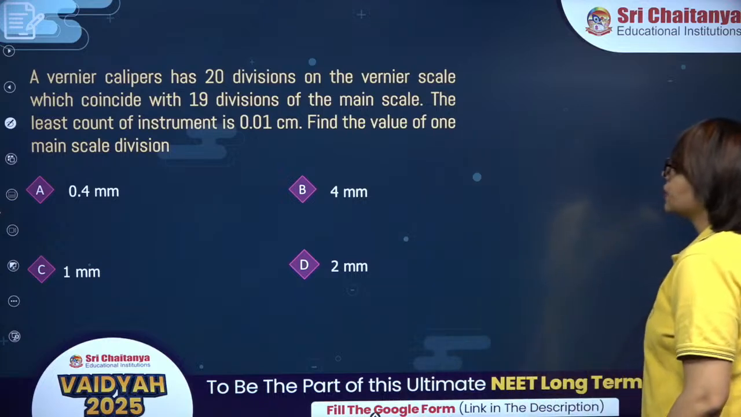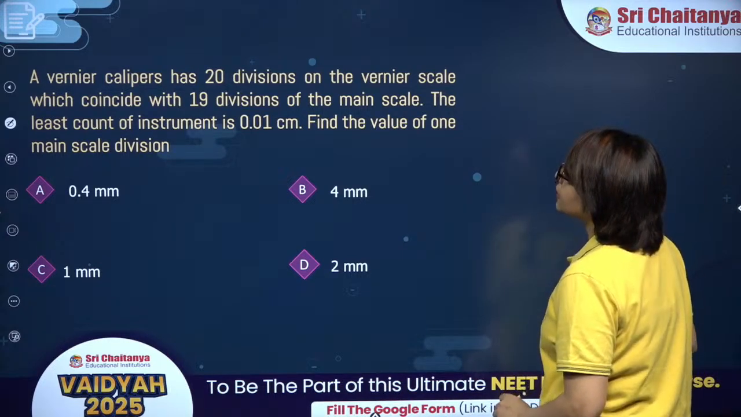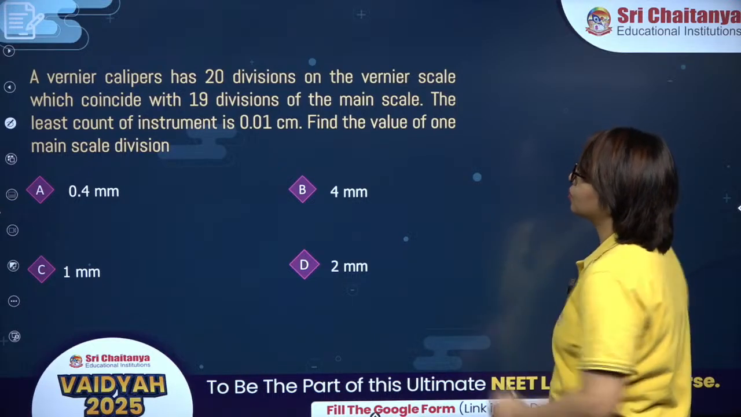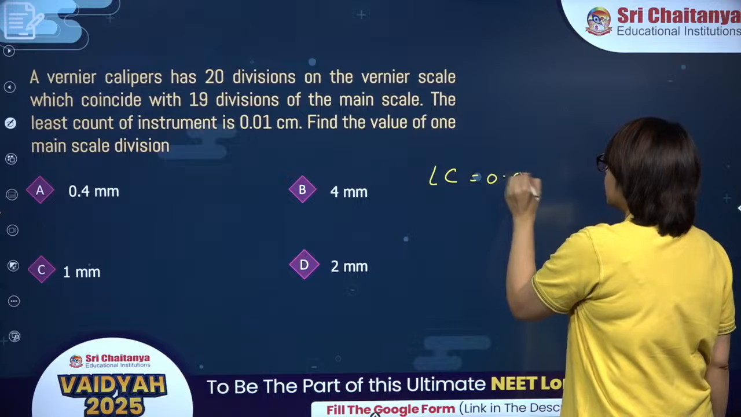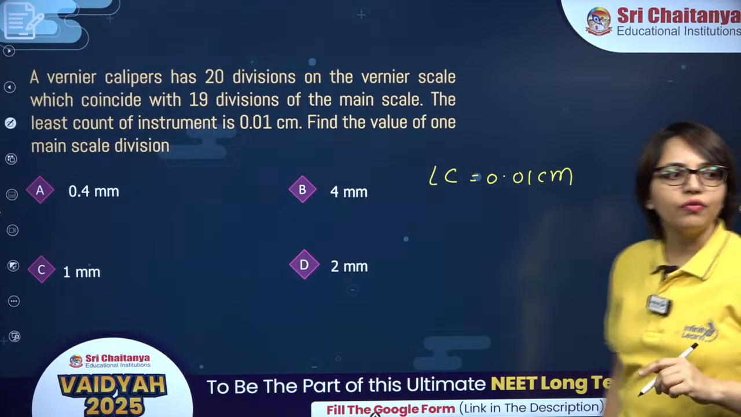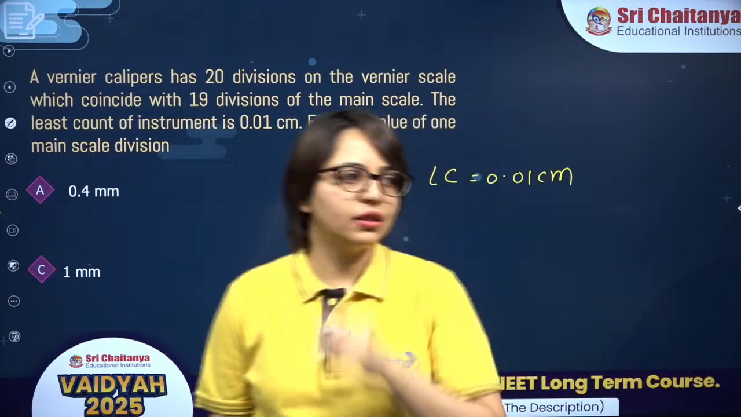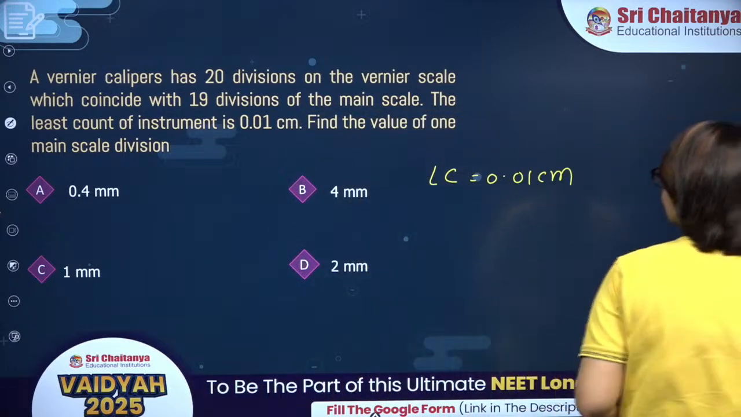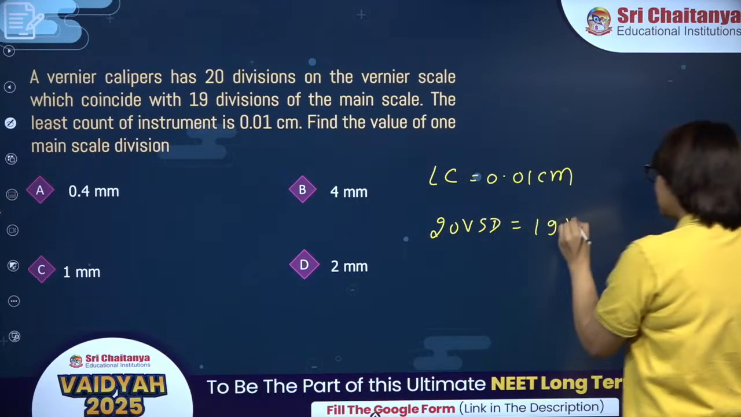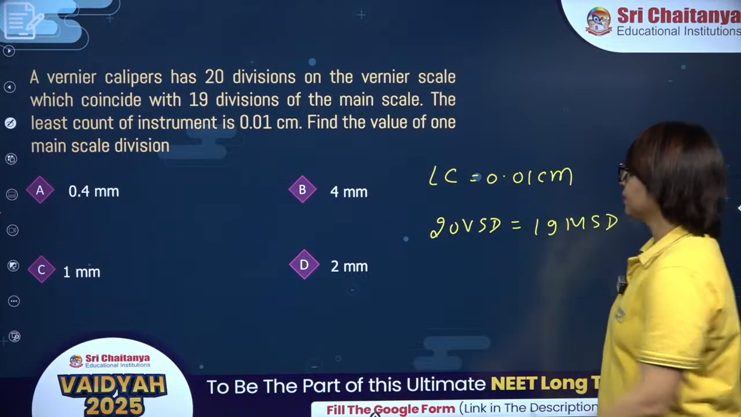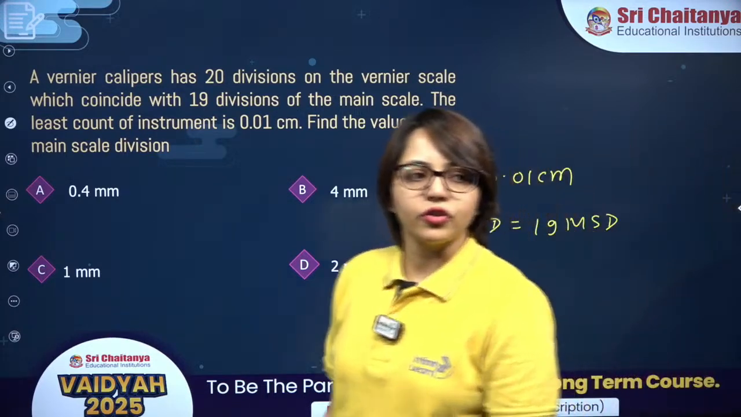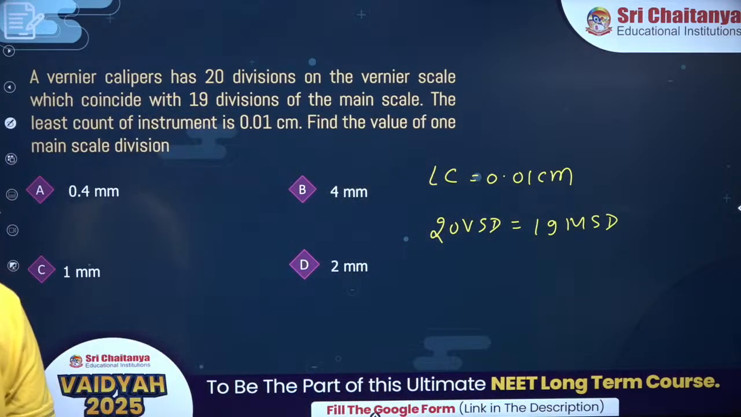A Vernier calipers has 20 divisions on the Vernier scale, which coincide with 19 divisions on the main scale. The least count of the instrument is 0.01 centimeter. Find the value of one main scale division. Okay? Chaliye, try this one. It is given that 20 Vernier scale divisions are equivalent to 19 main scale divisions. Try this one.